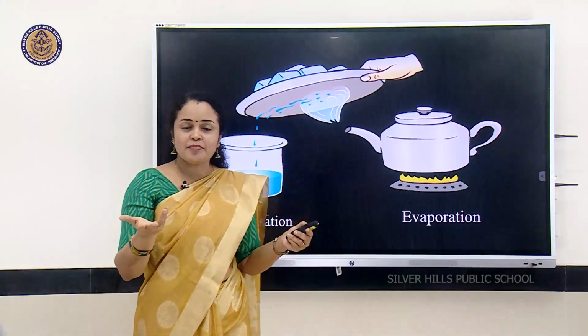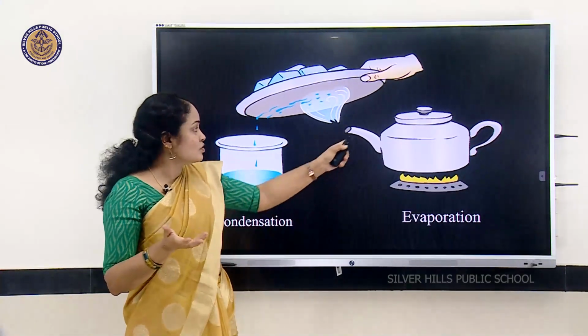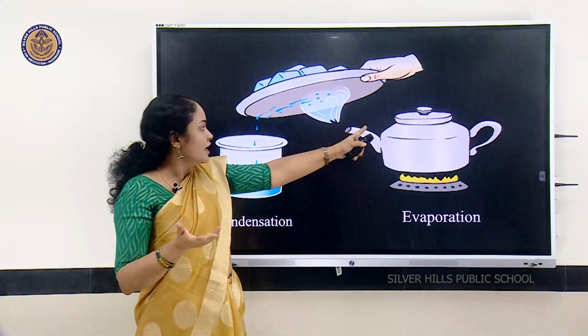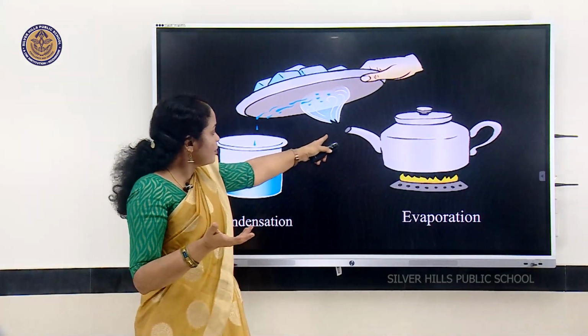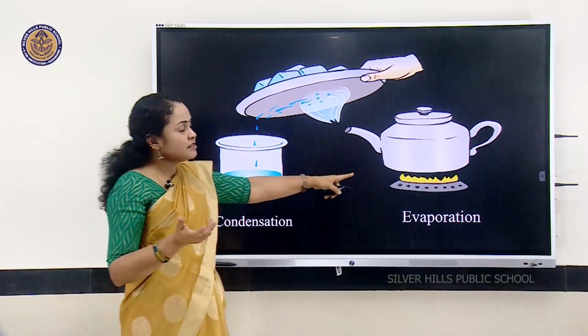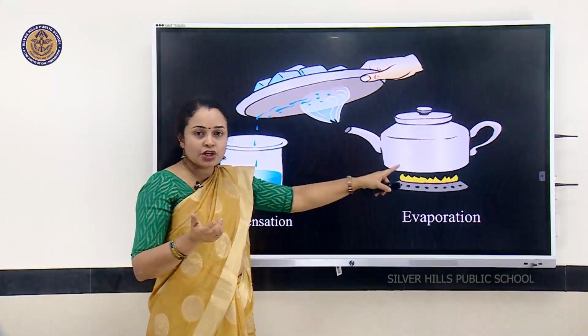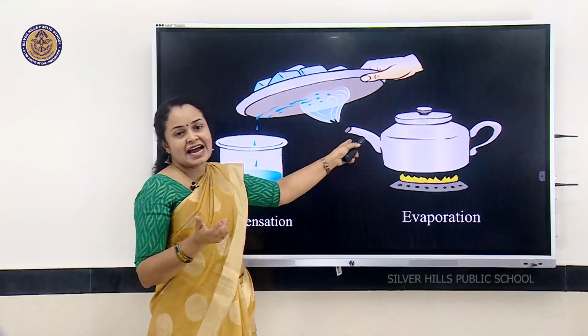In gas, what is happening? The particles occupy all the available spaces and we can't see them. Since it is covered with the top lid, only the water vapor can escape through this opening. So it is going out. That is known as evaporation. So here, on heating, the liquid has changed into its gaseous form.